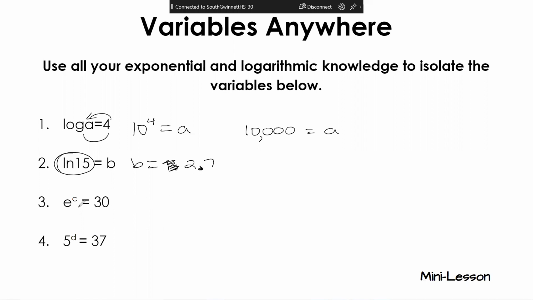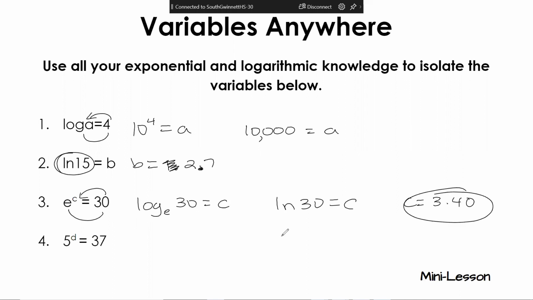Okay, on the next one, if I put this into log form, this is going to give me log base e of 30 equals C. Remember, we can rewrite log base e as ln. And if I type this into my calculator, what am I going to get? Okay. I'm going to put this into log form. It's going to be log base 5 of 37 equals D.